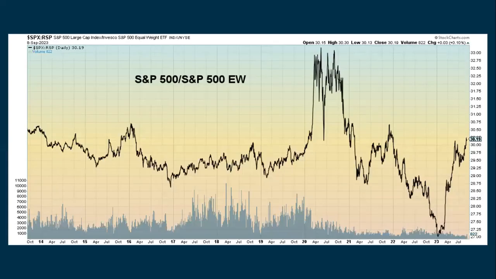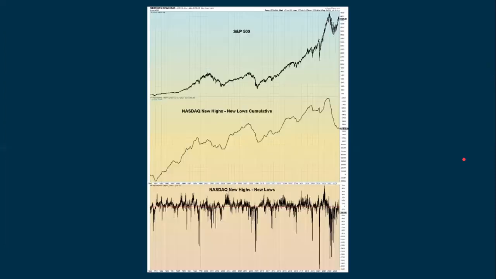Then we look at the S&P, which is a weighted index, and compare it with an equal weight index of the S&P 500. When this ratio is really going up, that means that the mega cap stocks are really outperforming, and you probably have been hearing about that, so it's no surprise that this has been going up.